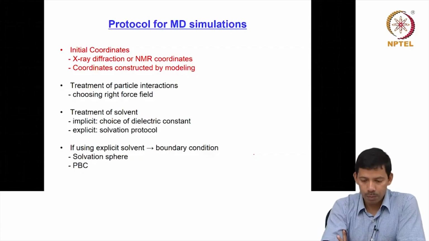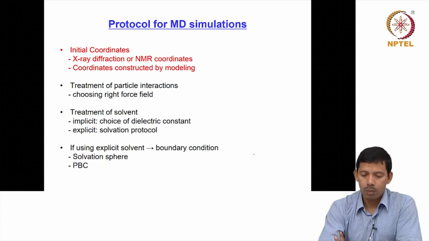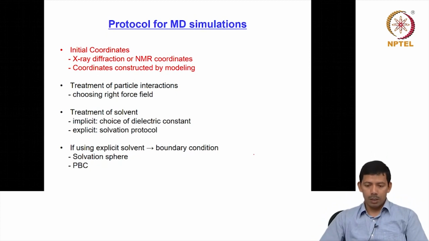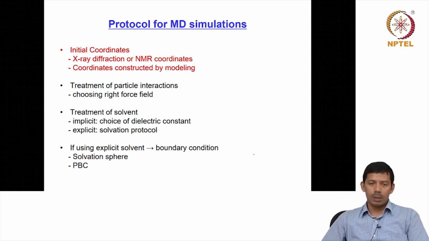Okay, so what are the important steps in MD simulation? To start your simulation, the first thing you have to know is a starting microstate. You have to start from some point. What is that point? You can choose a random microstate.